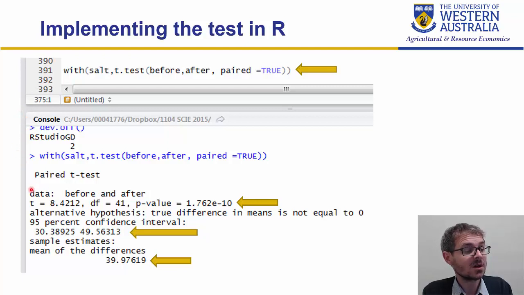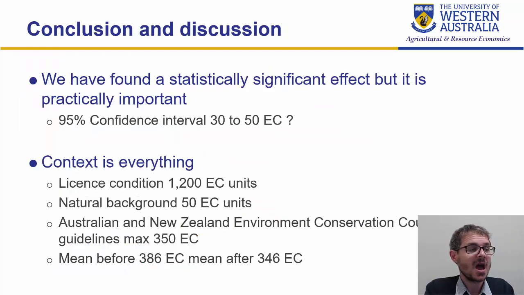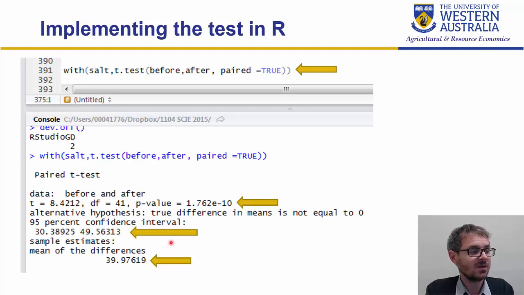When we look at the console, we can see that the p-value is less than 0.05. When the p-value is less than 0.05, we reject the null. And we get our mean of the differences, 40. So it's before minus after, which gives a difference of 40 in our electric conductivity units. So we've found a statistically significant difference. And if we look in here at the range, it says the true difference is probably between 30 and about 50, all right? That's what we think the true difference probably is. The actual sample difference is around 40.